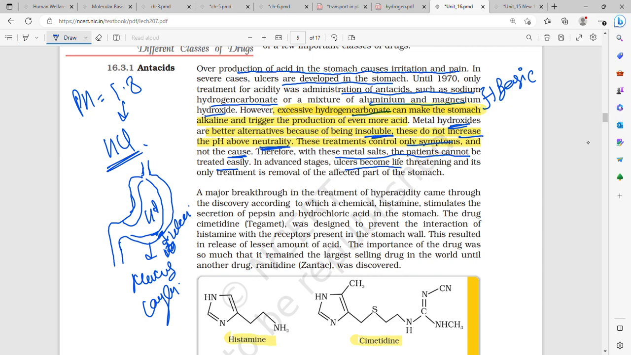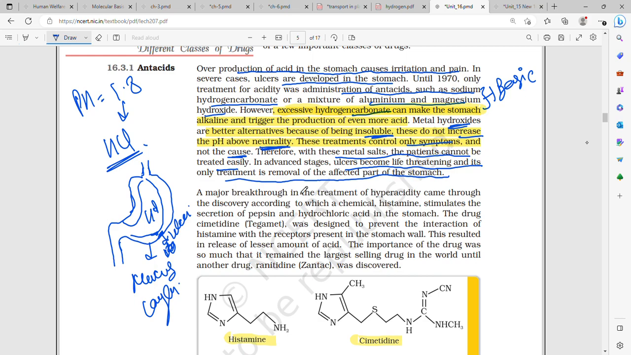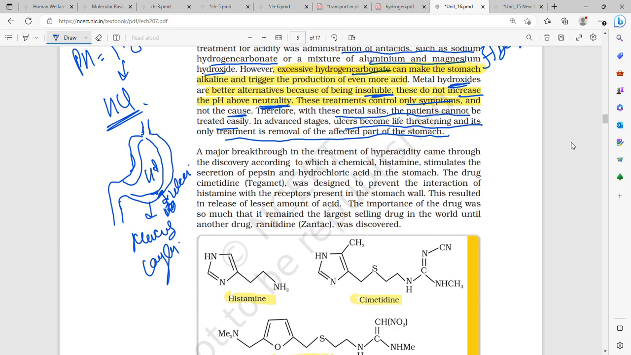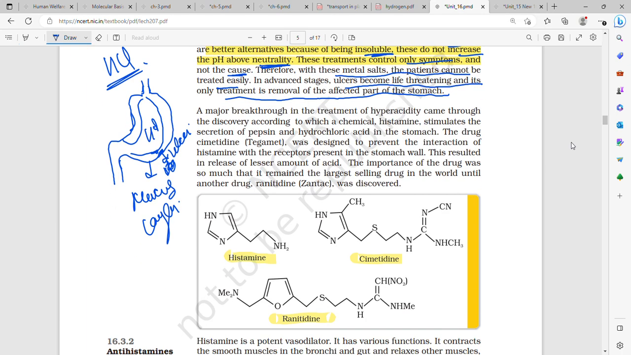In advanced stage, ulcers become life-threatening, and the only treatment is to remove the affected part of the stomach. So in extreme cases, due to a lot of production of acid, the stomach ulcers become life-threatening, and the only treatment becomes the removal of the part of the stomach which has been affected.